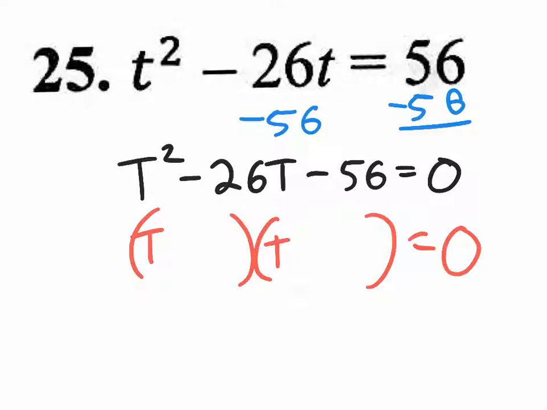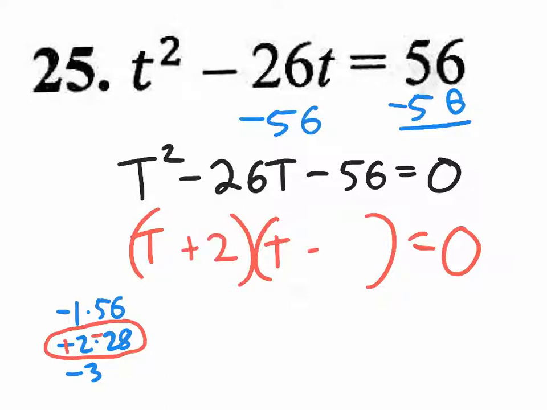You might need a list. So if you go negative 1 times 56, negative 2 times 28, negative 3... wait a minute, negative 2 times 28, that already gives me 26, right? If I combine them? But it's the wrong signs. So we know it's just going to be the opposite signs, a positive 2 and a negative 28. So if you put positive 2 and negative 28, you'll have the correct factored form.